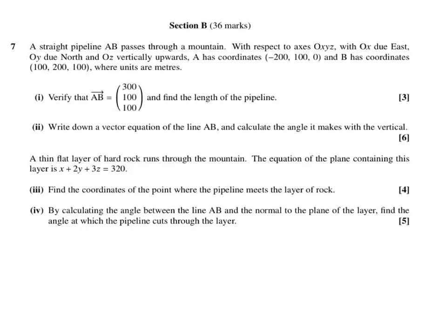For part 4, can you find the angle between the line AB and the normal to the plane using the dot product rule? This will give you the angle between the normal and the vector. Can you then find the angle where it cuts through the layer? Now hit pause and you give it a go.